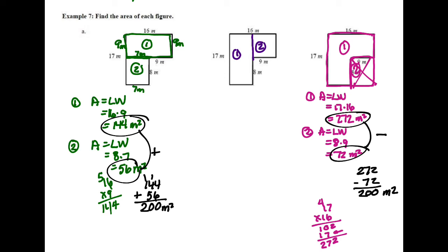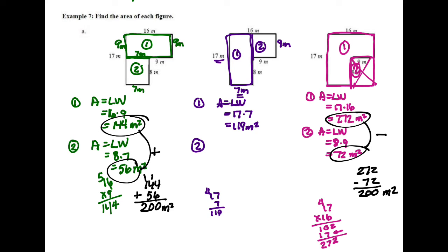Okay, for the purple one, I'm going to use the values that I already found over on the green one. So I know this is 7 meters, and I know this is 9 meters. So I don't need to do that part over again. So rectangle 1, the length of just this part is 17, and the width is the 7. So 17 times 7, 119 meters squared.